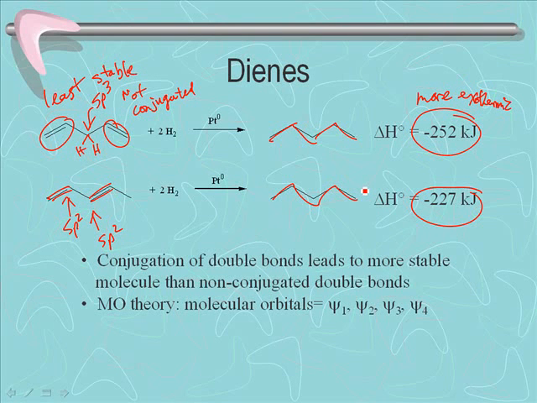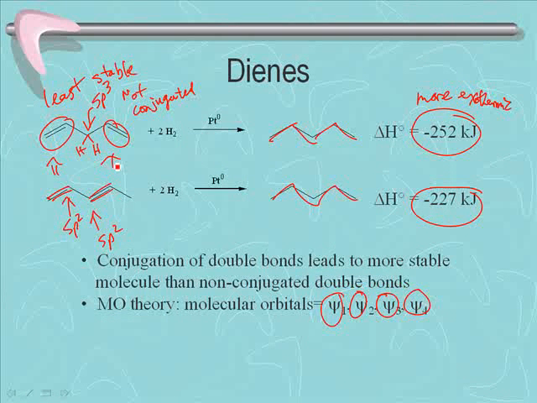So we can derive information from this by looking at molecular orbital theory, but the origin of it is that the two carbon-carbon double bonds, when they're in conjugation, allow us to have molecular orbitals which end up being lower in energy than isolated pi bonds.